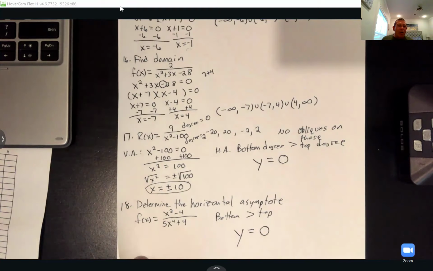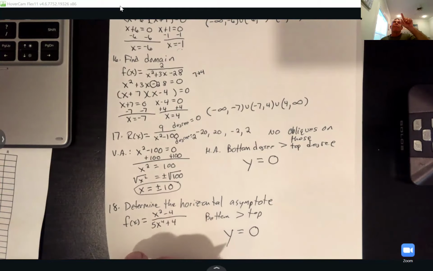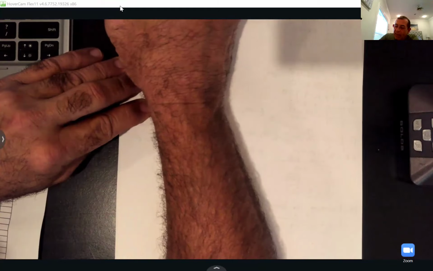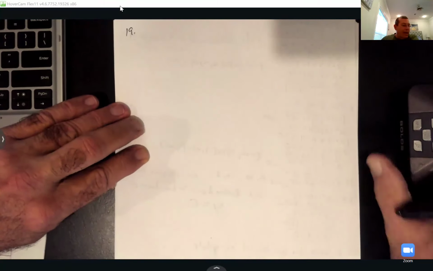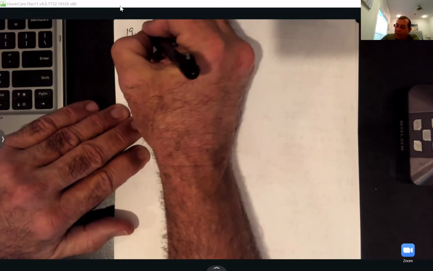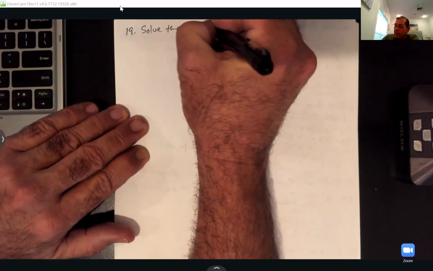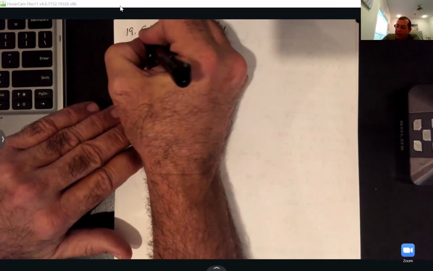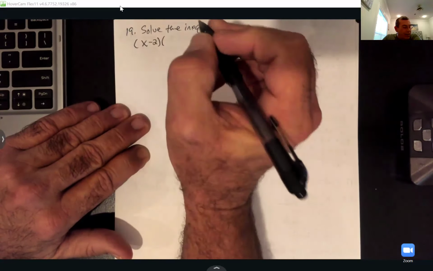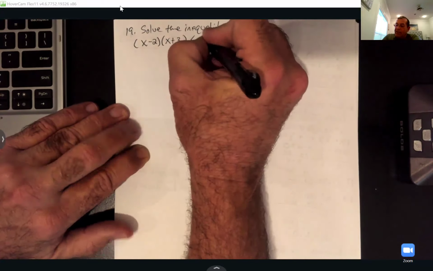All right, y'all, then we started getting into the inequality stuff that we did Tuesday. So there's 2 problems doing that. So let's look at number 19. They got solve the inequality. Now this one's already factored. X minus 2 times x plus 3 less than 0.